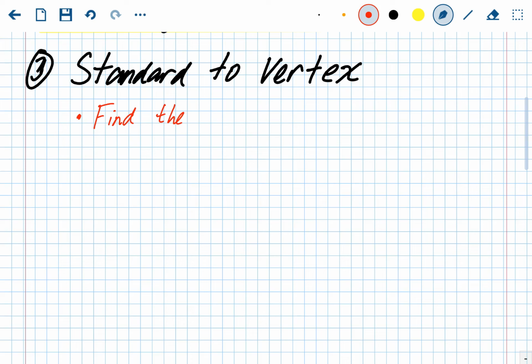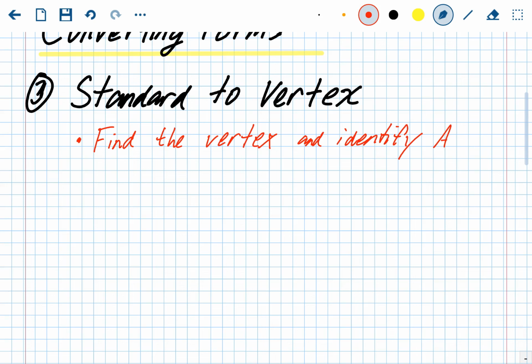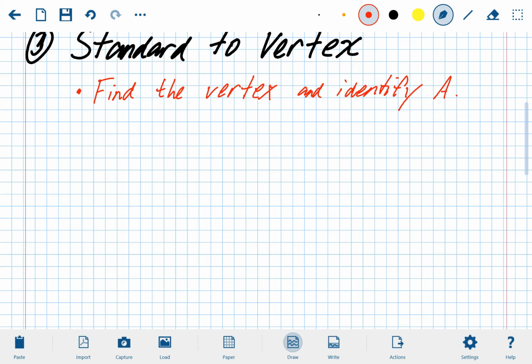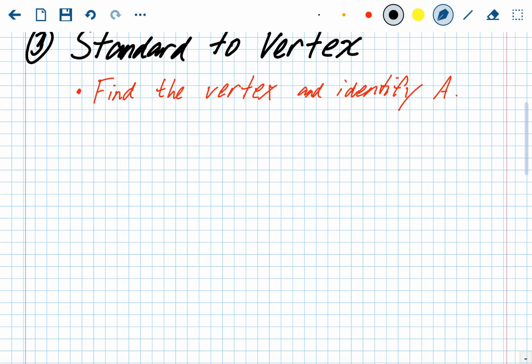Because remember, that A value is going to stay the same between all three forms. We know how to find the vertex from standard form, and we should be able to identify the A value right away. Then you'll just plug it in, because once you know the vertex, you know that h value and that k value that you need to have in vertex form. All right, so let's do an example. Let's start in standard form.